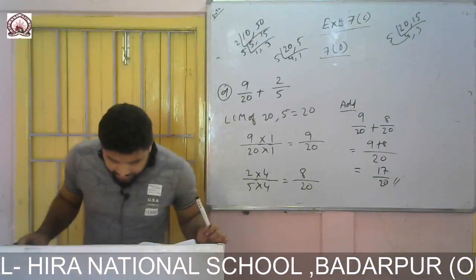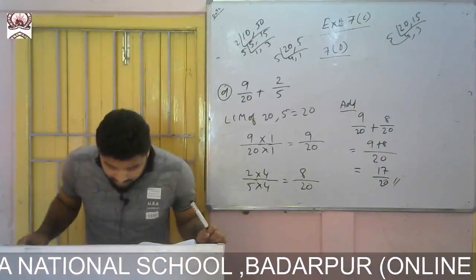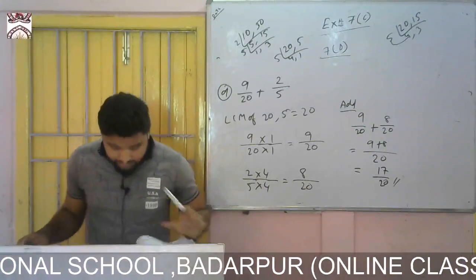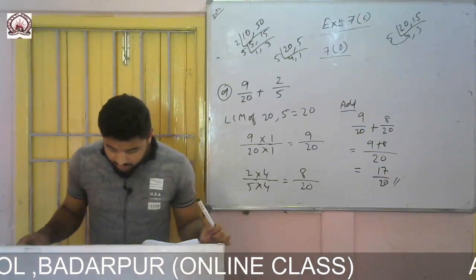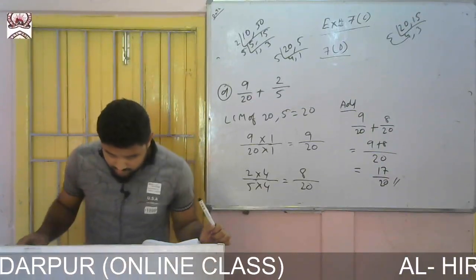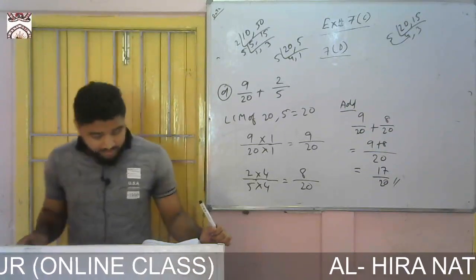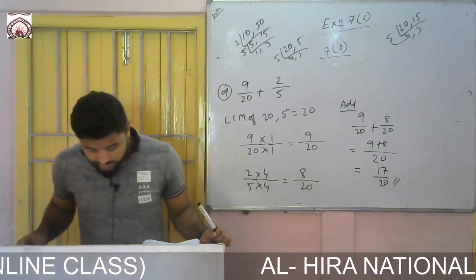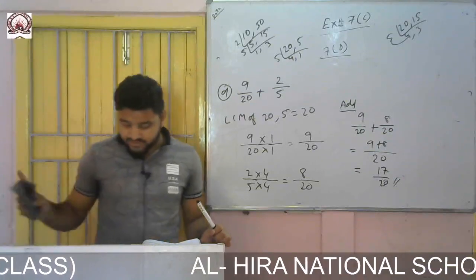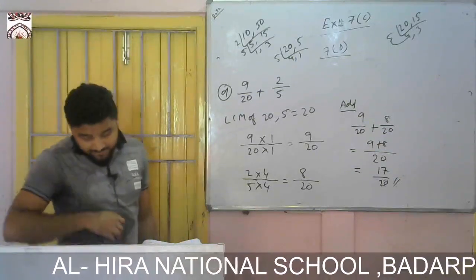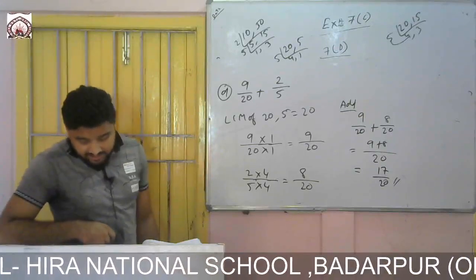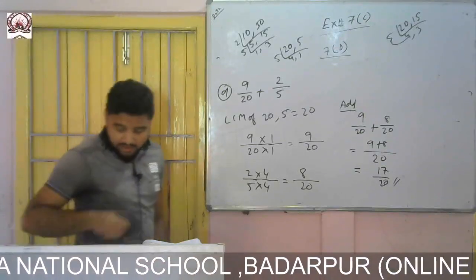Now come to question number 3. Question number 3 also, see, I am doing 2B. From question number 3, C and D I am solving. C and D from question number 3. 3C and D. 3 by 7 plus 4 by 9.